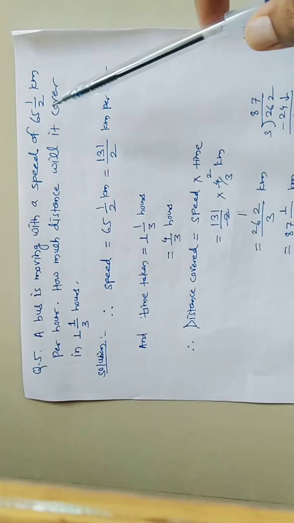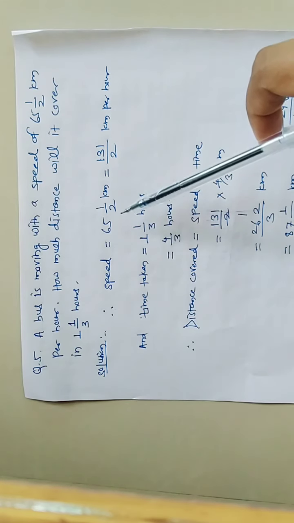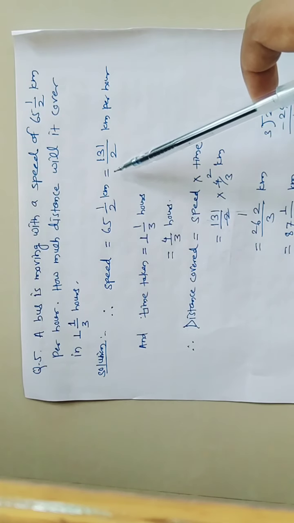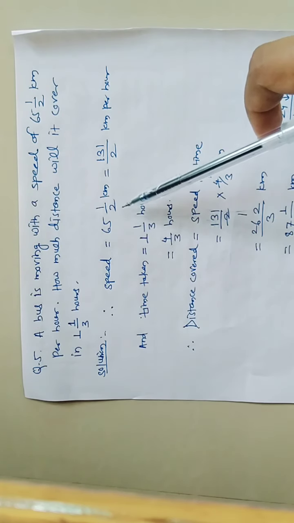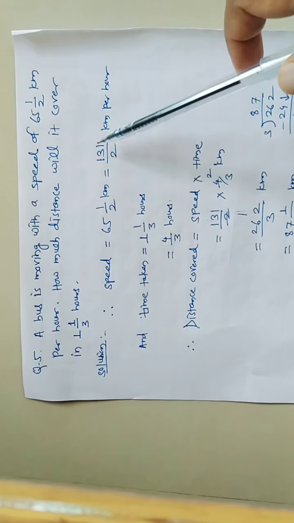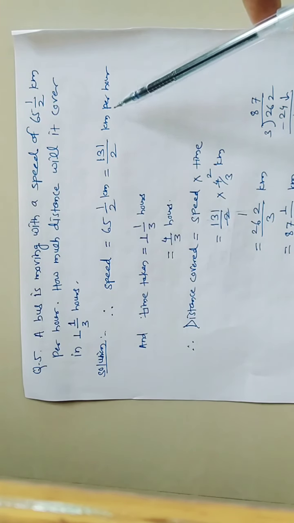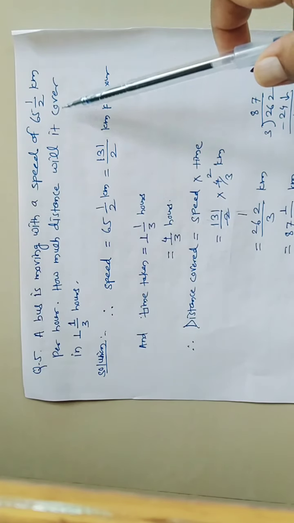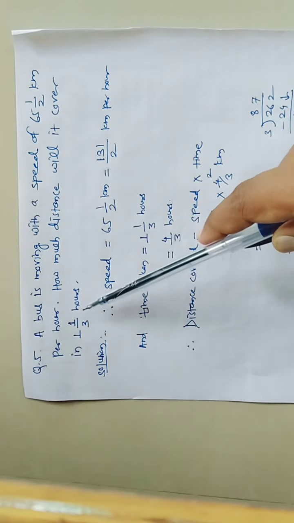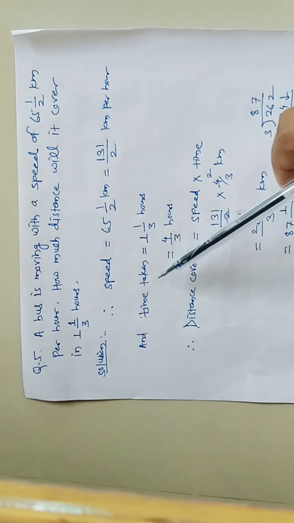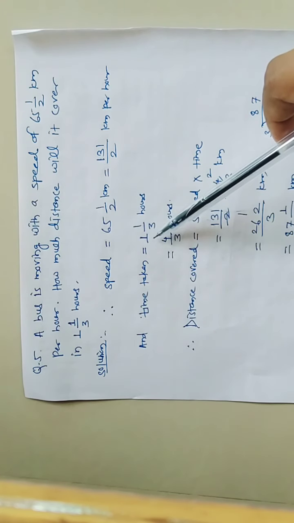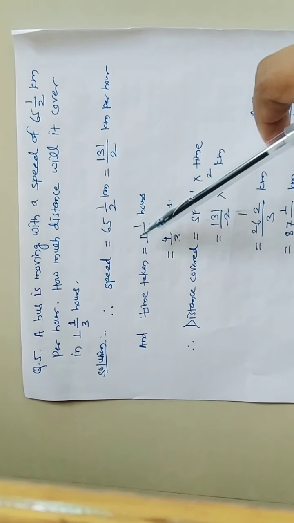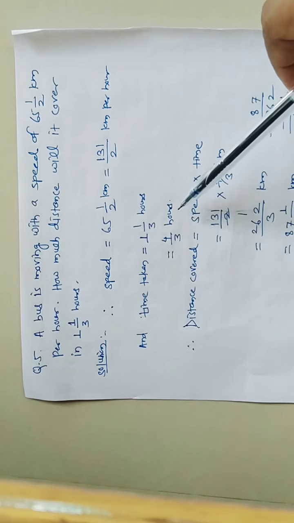See, we know the speed of the bus. The speed of the bus is what? 65 whole 1 upon 2 kilometers, which is equal to 130 plus 1, 131 divided by 2 kilometers per hour. And we have to find out how much distance it will cover in 1 whole 1 upon 3 hours. So the time taken is 1 whole 1 upon 3 hours, which is equal to 3 1s are 3, 3 plus 1 is 4, so 4 divided by 3 hours.